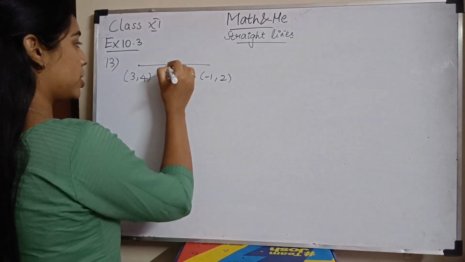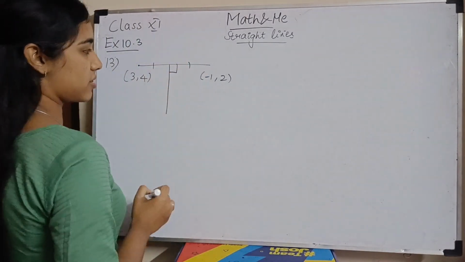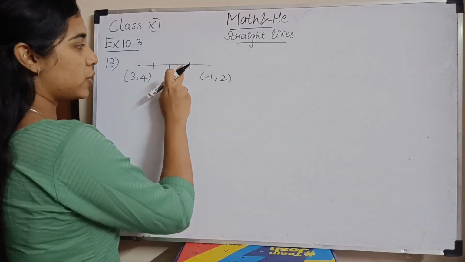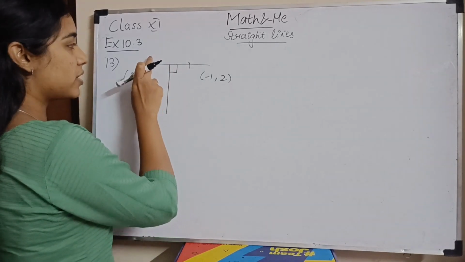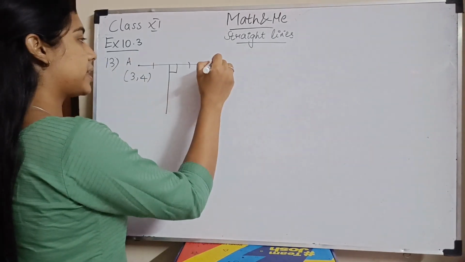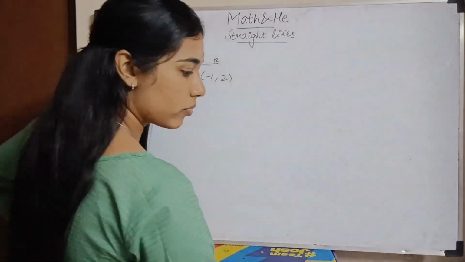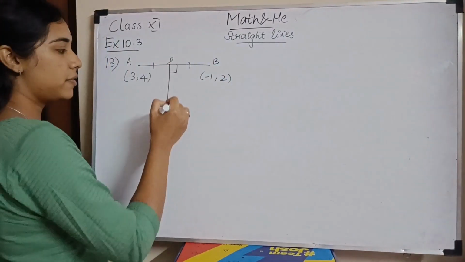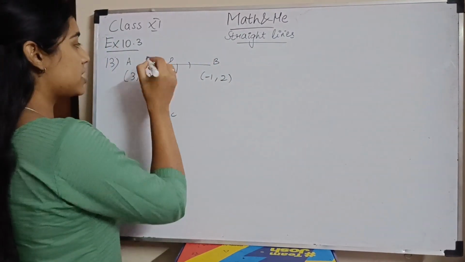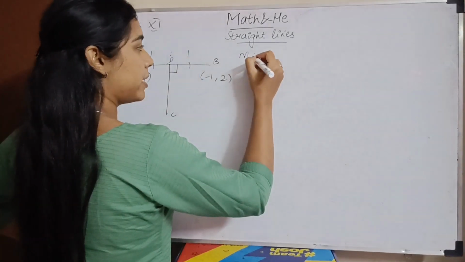A right bisector means it is perpendicular to the line and it also divides the line into 2 equal halves. So let this line be AB and let this be CD. So you need to find the equation of this particular line. So this is of the ratio 1:1. So what is your m is to n?